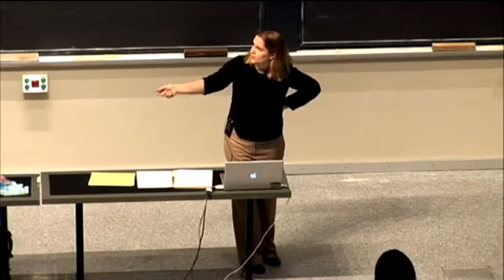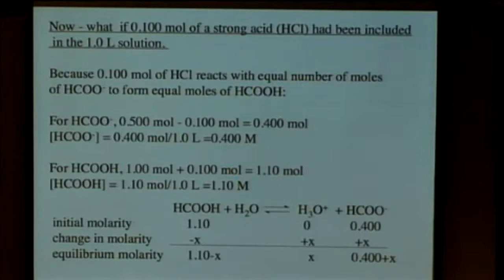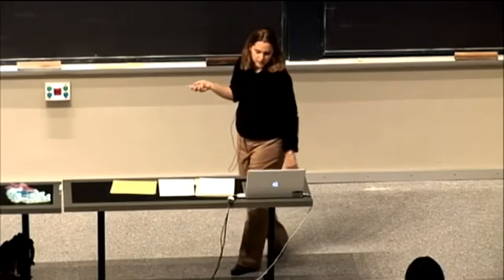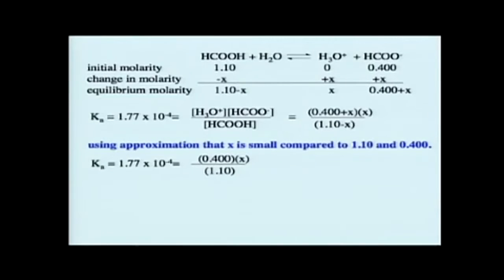So again, the trick here is just to remember that there's a reaction with a strong acid that has been added, and you need to figure out the new molarities and then go back to your equilibrium table with those new molarities. So here we can set up with Ka again and do the same problem that we did before. And so we can make the assumption again that x is small, try it out and see if it works.